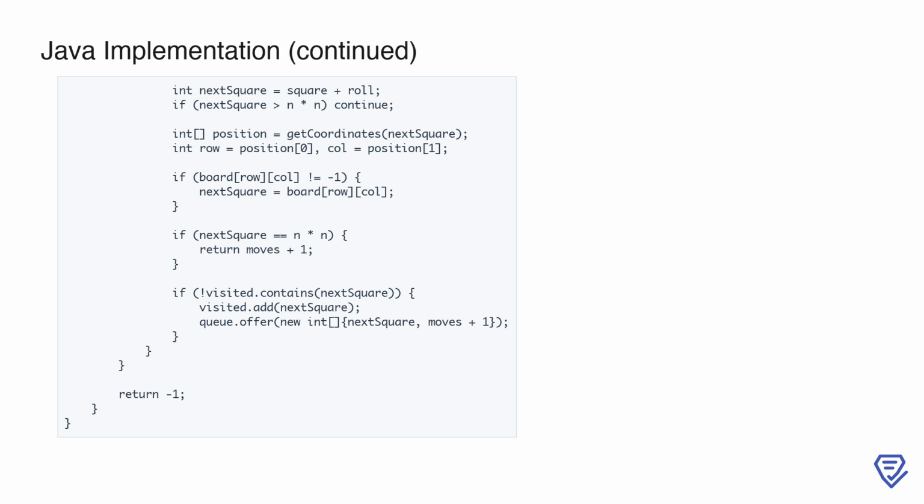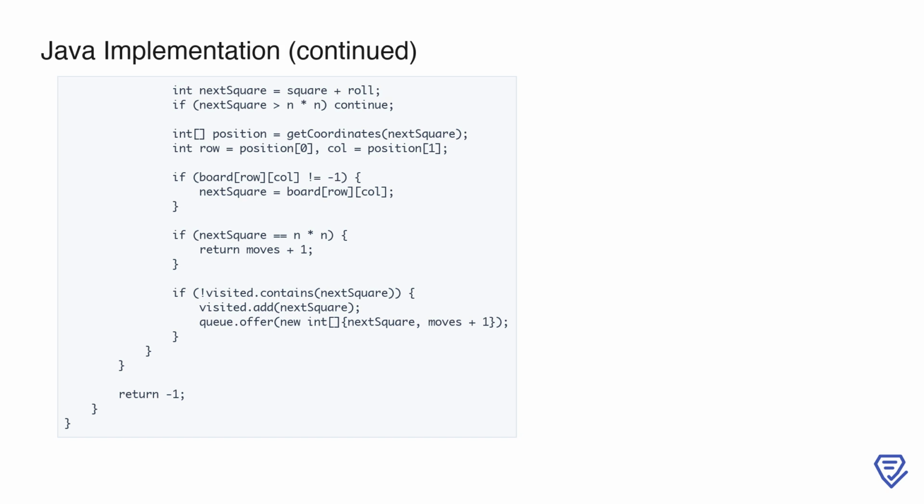Using our getCoordinates helper, we map the next square to its 2D position on the board. If the board has a snake or ladder at this position, indicated by a non-negative value, we update the next square to the value at that position. If the next square happens to be the final square, we immediately return the total number of moves taken, as we've reached the goal. Otherwise, if this square hasn't been visited yet, we mark it as visited and add it to the queue along with the incremented move count. This process continues until the queue is empty. If no path to the final square is found, the function returns -1 to indicate the game is unwinnable. This breadth-first search ensures that we find the shortest path to the goal, as it systematically explores all possibilities level by level.